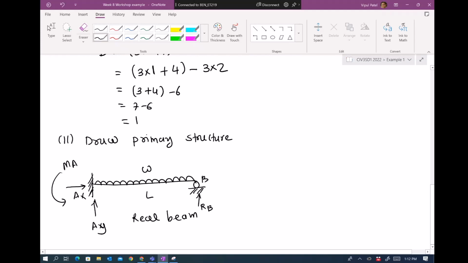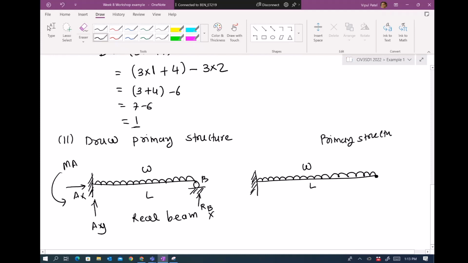So I need to remove one force, because if you want to draw the primary structure, you remove one force, and that becomes your primary structure. The primary structure would be a determinate structure. So I have one option here: I can draw this cantilever with load W and length L, and I remove this RB, making it redundant. Redundant means let it go. So that becomes your primary structure.